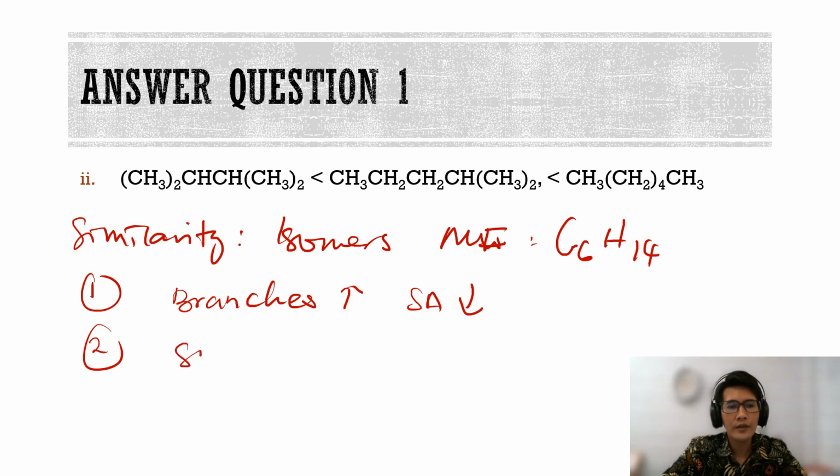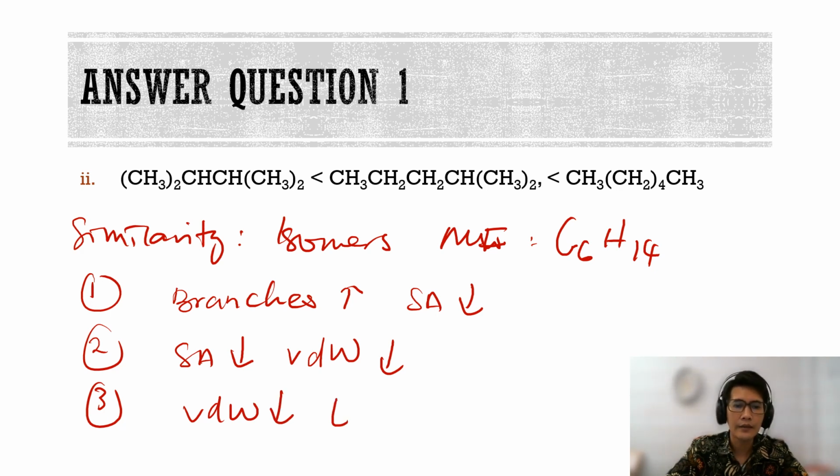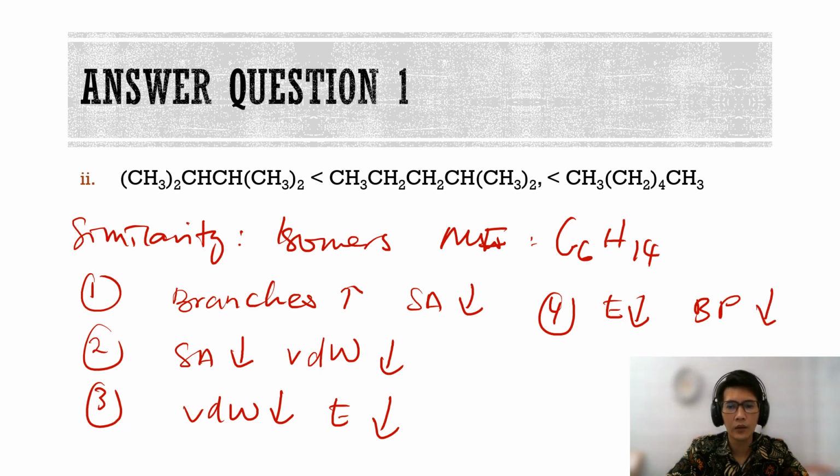Okay, when the surface area is smaller, so less van der Waals forces combine or interact between the molecules. Okay. Point number 3, when you have less van der Waals forces, therefore you need less energy to overcome the forces. And the conclusion, number 4, when you have less energy needed, so the boiling point will be low.